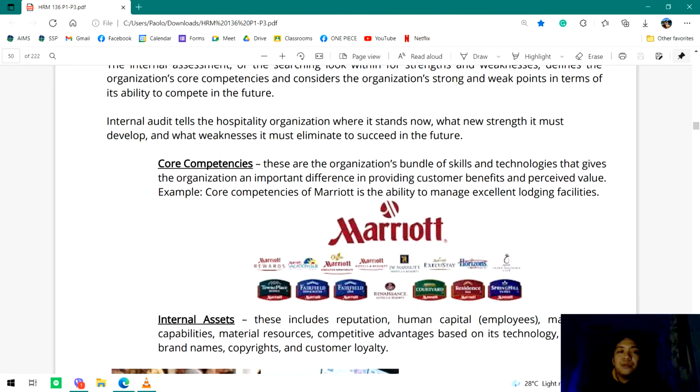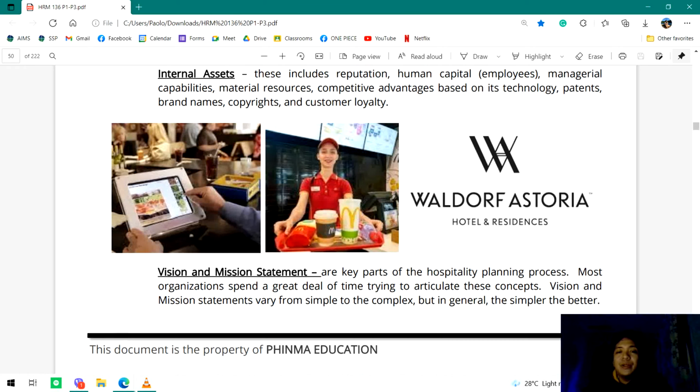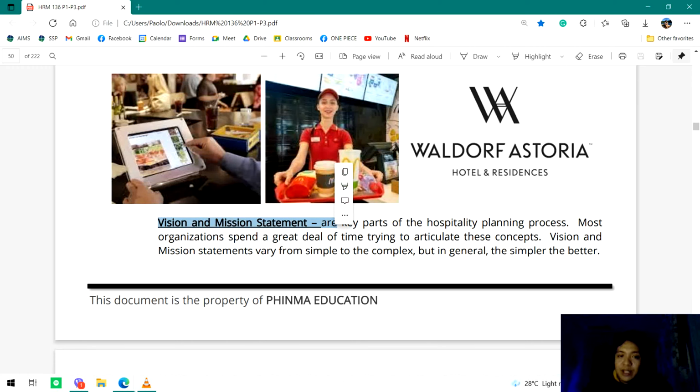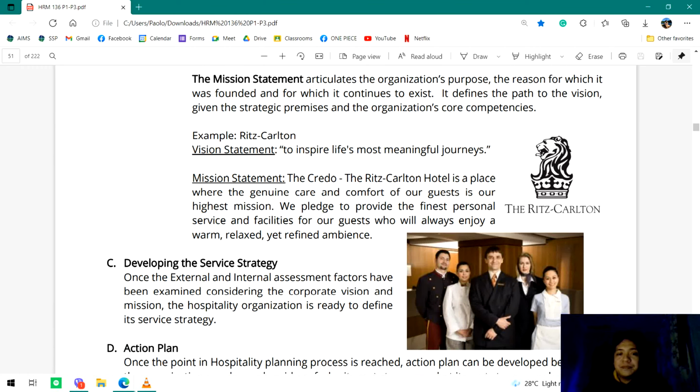Ano nga ba yung inyong mga core competencies? Ano ang mga skills ninyo? Ano yung kaya ninyo as the organization? Ano yung mga capabilities ninyo? What are your strengths? What are your weaknesses? What are your goals? Vision and mission statement.